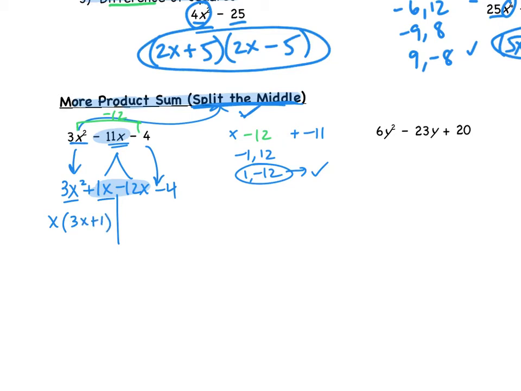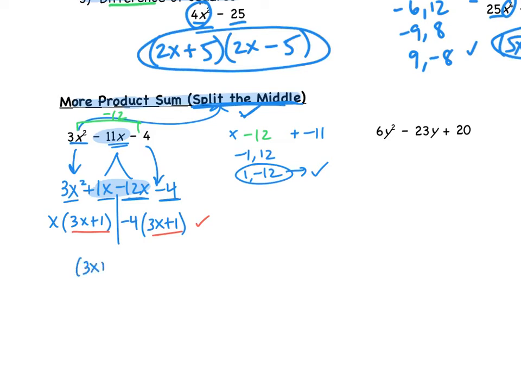On the right side, I have negative 12x and negative 4, so I'm going to take out a negative 4. And when I do, I end up with 3x plus 1. Now, if I'm doing things correctly, these two in parentheses should match. So that's good. I got one more step.